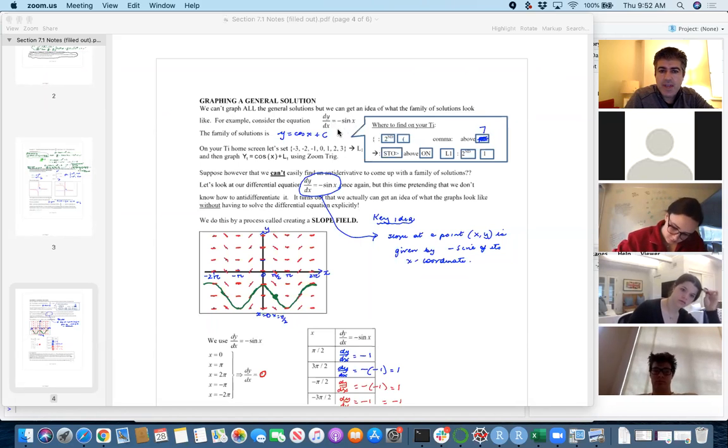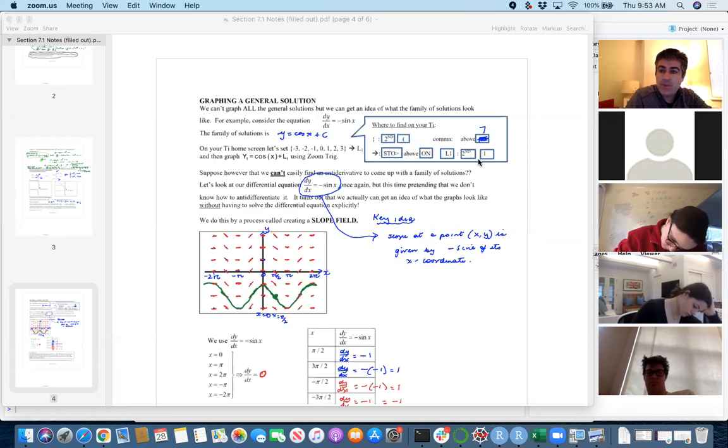We know the antiderivative of negative sine is positive cosine, plus c. And we know this makes sense because the derivative of this is going to be negative sine x, and the derivative of c goes away. We're going to do this for 7 different c values: negative 3, negative 2, negative 1, 0, 1, 2, and 3. We're going to store them as a list in the calculator.